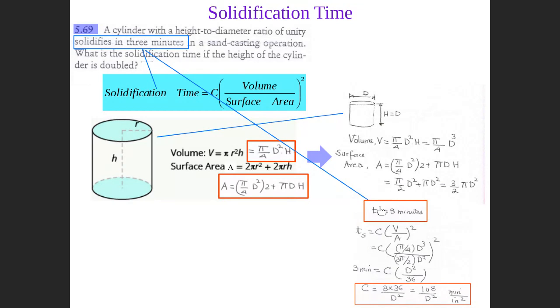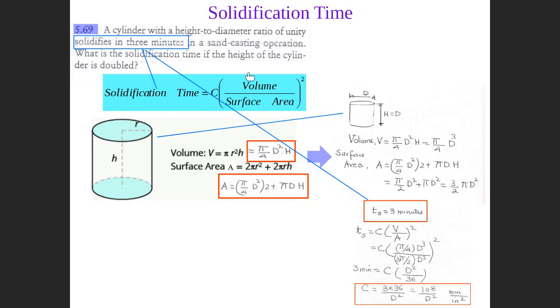the solidification time is 3 minutes. When H equals D, the solidification time of this cylinder is 3 minutes. If H equals 2D, what is the solidification time? Let's use the equation: solidification time equals a constant multiplied by volume divided by surface area squared.